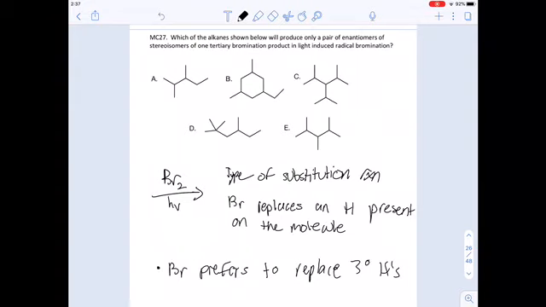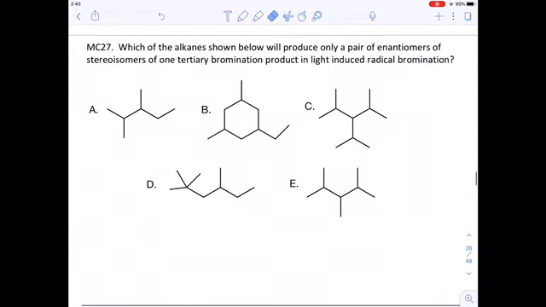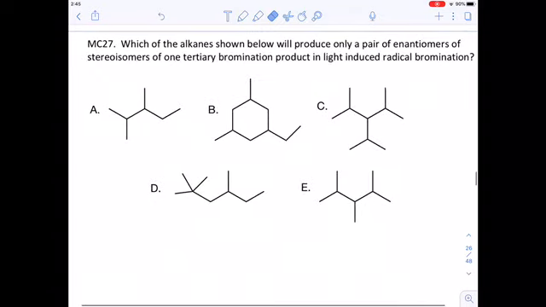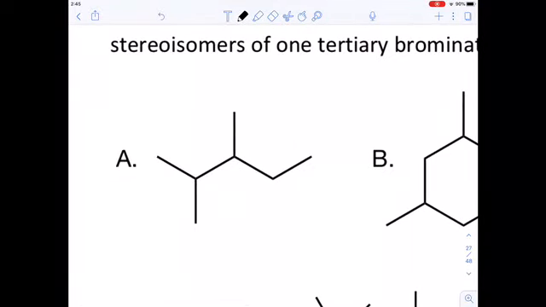So with that in mind, we have to think about how we would get only a pair of enantiomers. The trick here is that you have to have a product that when brominated is going to give you one chiral center, not two. Okay, so you're going to want to look for a compound that's going to give you one product. That means it has to only have one tertiary hydrogen, and that will give you a chiral center, and one chiral center only in the compound.